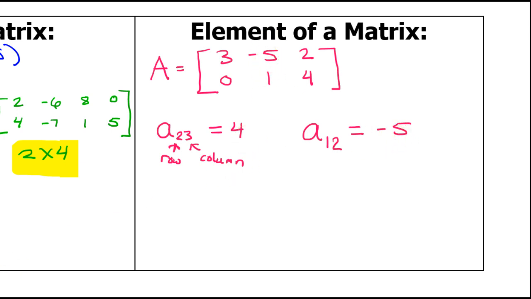That's how elements work. Let's do one backwards before we move on. What would be the label for element 0? How would I identify it? All right, element 0 is in the second row and the first column. So I would call it a 2 1 because it's in the second row and the first column. So a 2 1 is equal to 0.